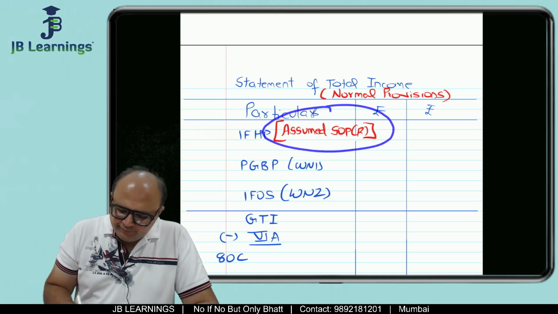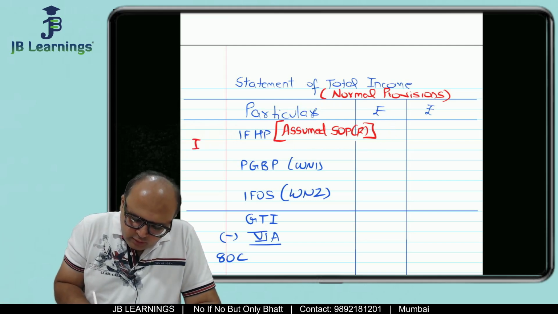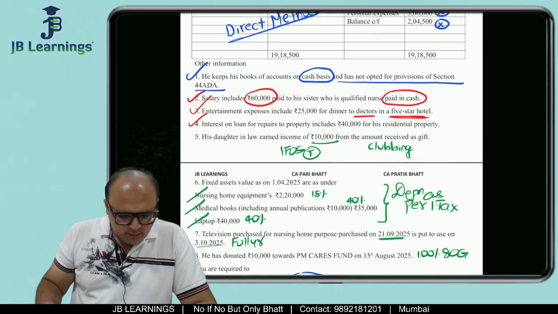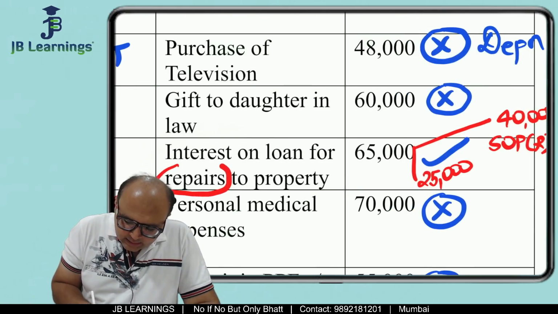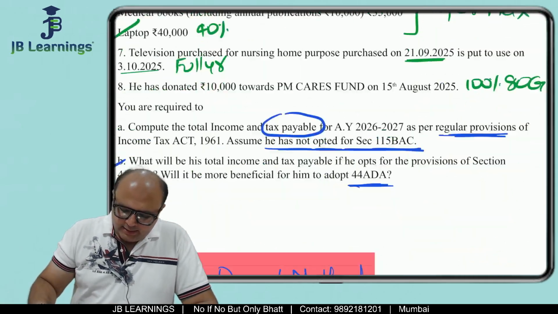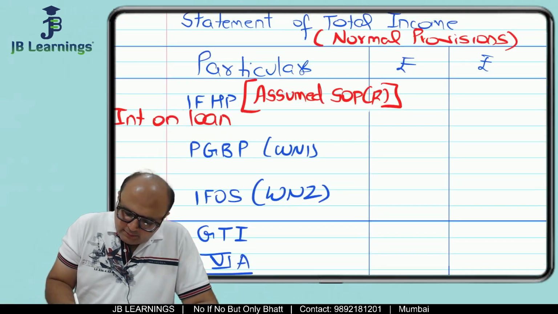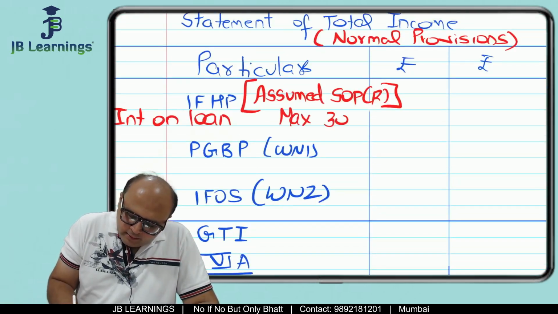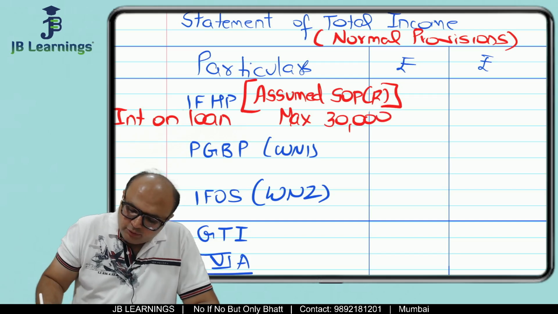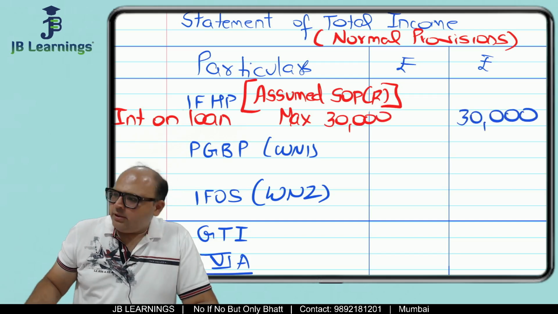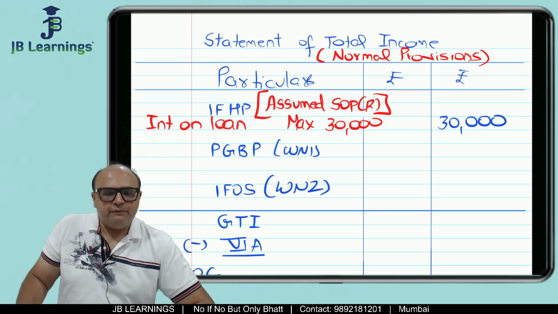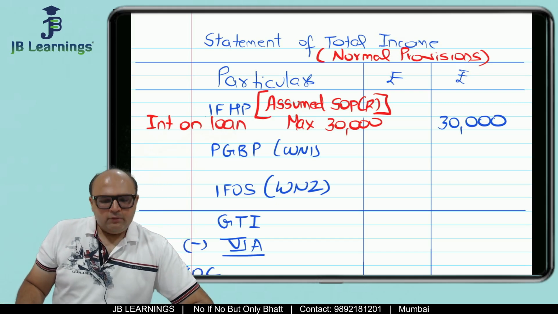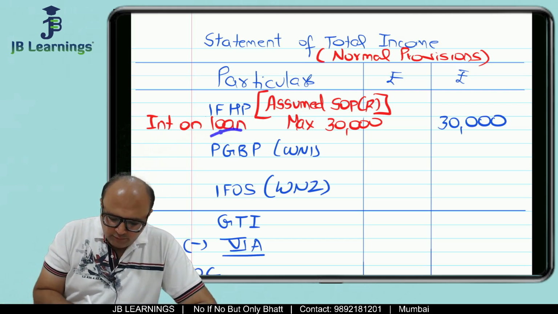In SOPR, now the interest on loan which is related to this house property, it was 40,000, but it is related to repairs. So when the loan is related to repairs, the deduction which you get is maximum 30,000. In exams, obviously, I know you are not allowed to use a red pen, but I am writing it over here so that in revision, when you are solving the sum with me, you understand, okay, this seems to be something very important, right? So 30,000.